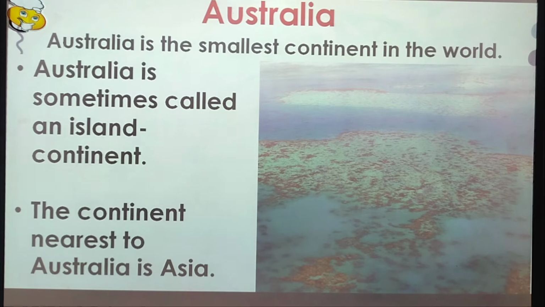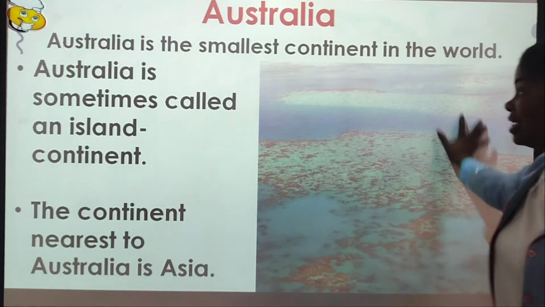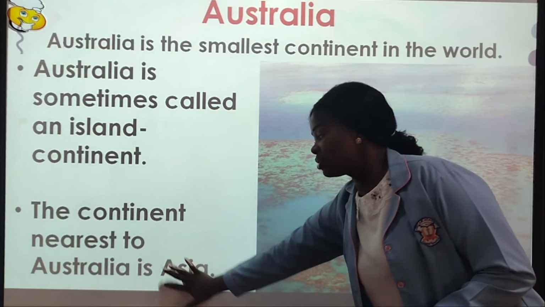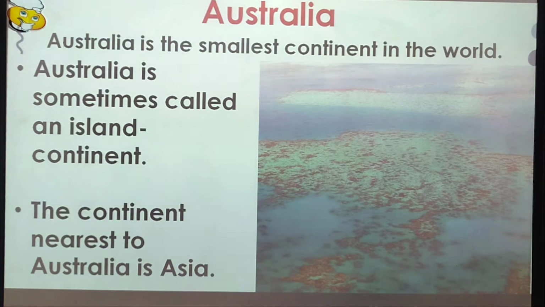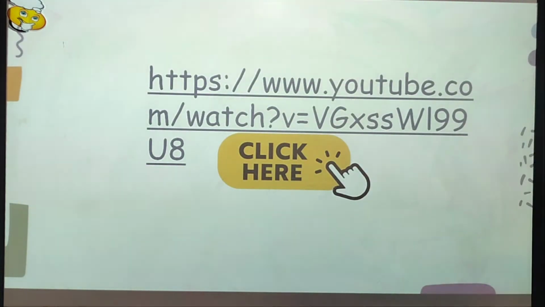Australia is sometimes called an island continent. The continent nearest to Australia is what? Asia. The continent that is nearest to Australia is Asia. Now you are going to watch this video for more understanding, okay?